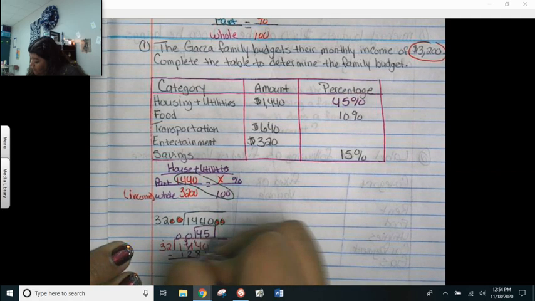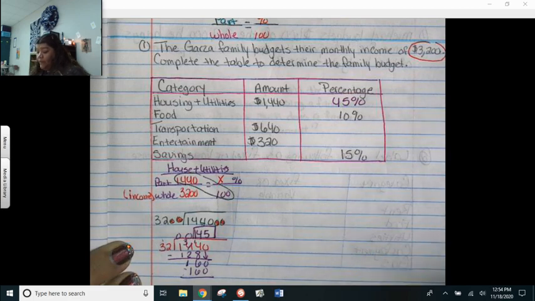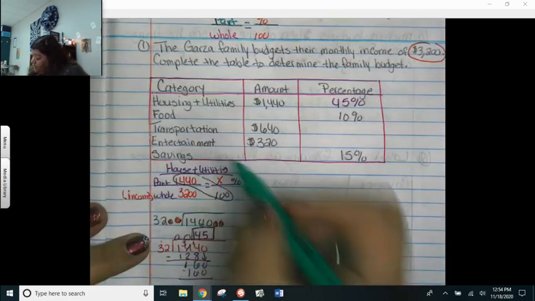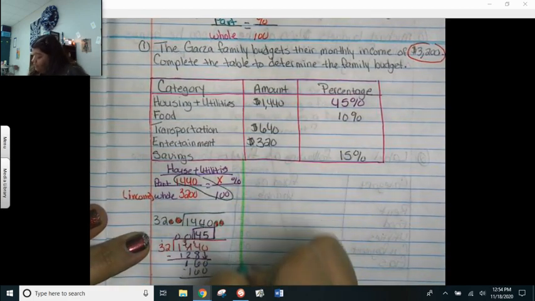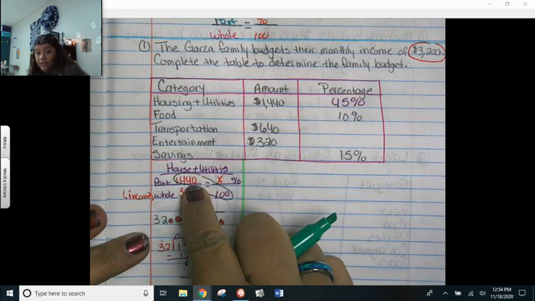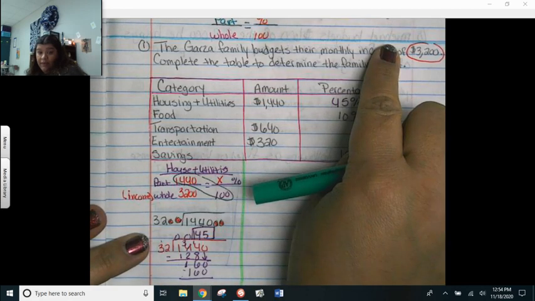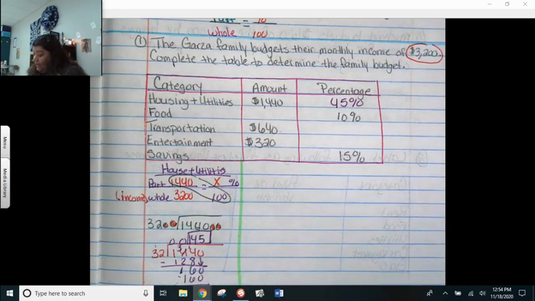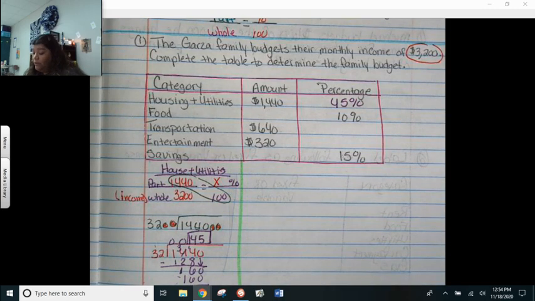Just box it in down here. All right, so there's that one. Housing utilities is done. So if they give you the amount, that is the part. The whole is how much your income is. And then percentage is blank, but that's going to be over 100. Remember, the 100 is always there.